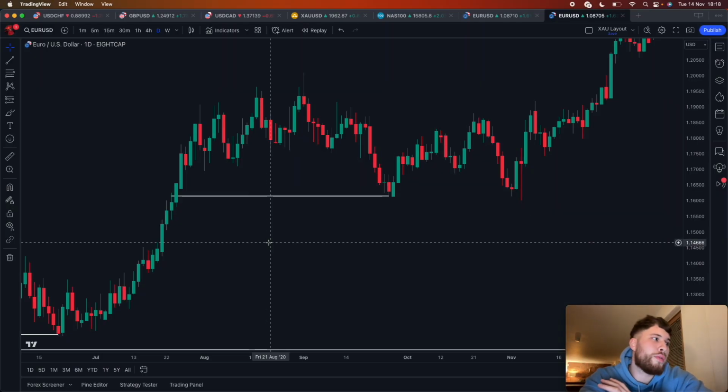Okay, so I think that's enough for the bearish examples. What I'm going to do now is show you some bullish examples. So now what we are looking for is a wick to the upside followed by a wick to the downside. Again, this tells us that there's bearishness present.